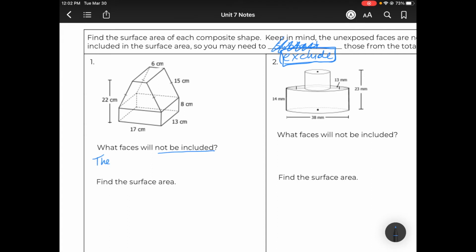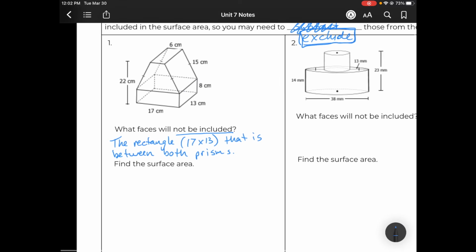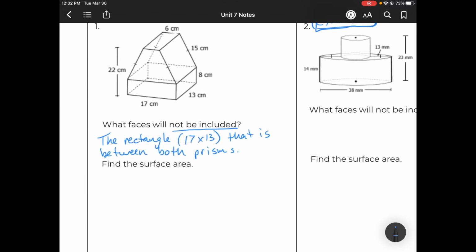And that would just be, in this case, the rectangle, which I'll give by its dimensions, that's easier, 17 by 13. That is between both prisms. So that's the one I'm not going to use. But I can add in all of the other figures.